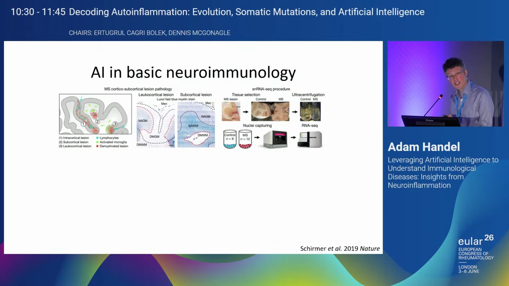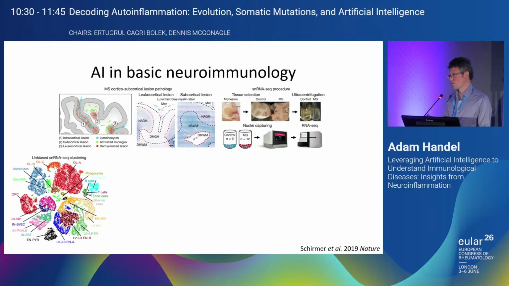But Mark already showed a lot of single cell data, and this is really where lots of the artificial intelligence tools are starting to take off. So this is just to show an example here of multiple sclerosis, which is one of the most commonly studied neuroimmunological, neuroinflammatory conditions. In this, the authors took pieces of MS and control brain and captured the nuclei from those cells for sequencing, so you can get individual gene expression profiles for all the cells there.